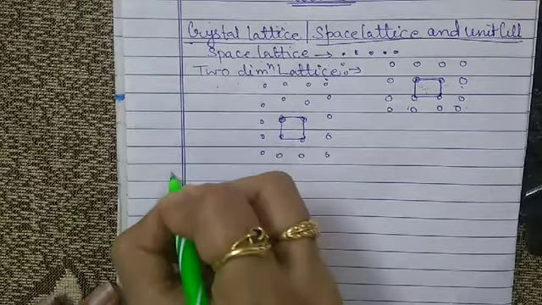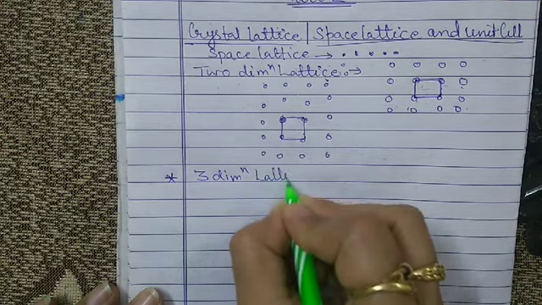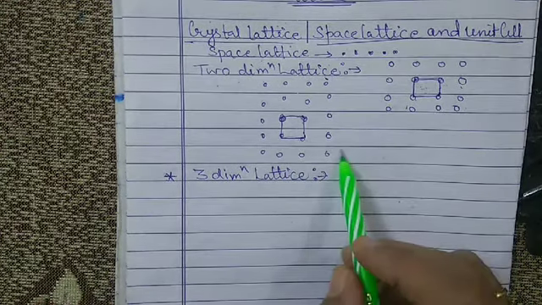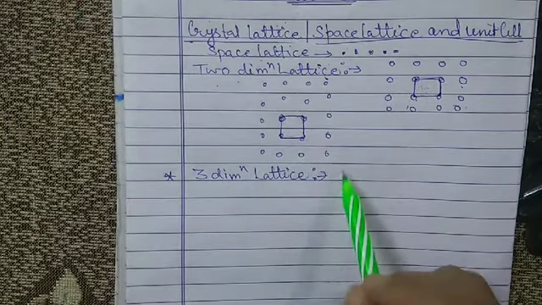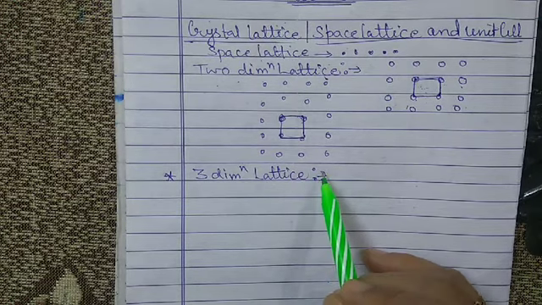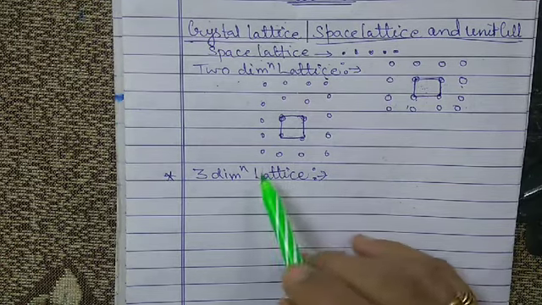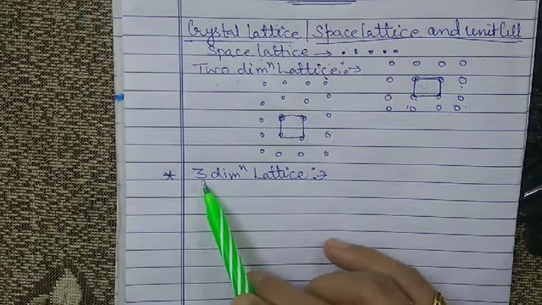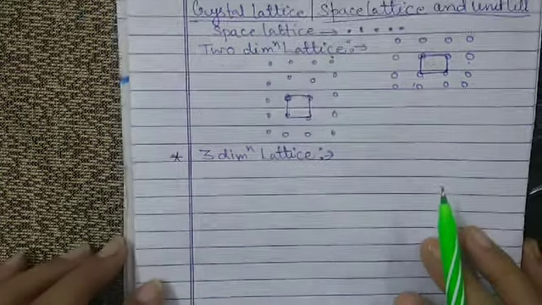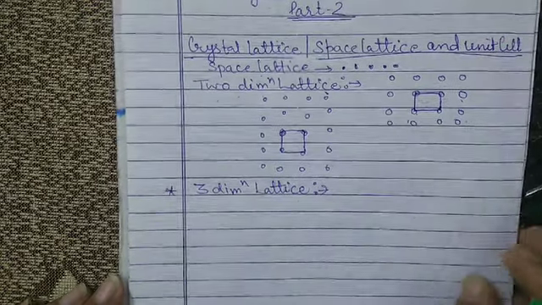Now the next part is three-dimensional lattice. Now a lattice is said to be three-dimensional if there is a regular arrangement of constituent particles of a crystalline solid in three-dimensional space. If we are using the word three-dimensional space, that will be a three-dimensional lattice. Now the next topic, which we have already discussed, is the unit cell.